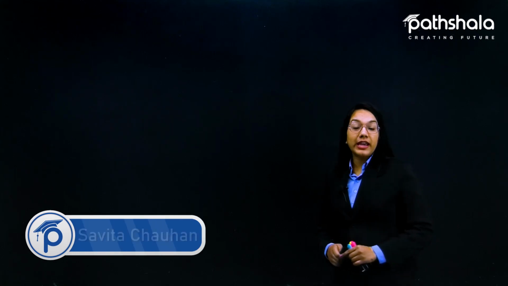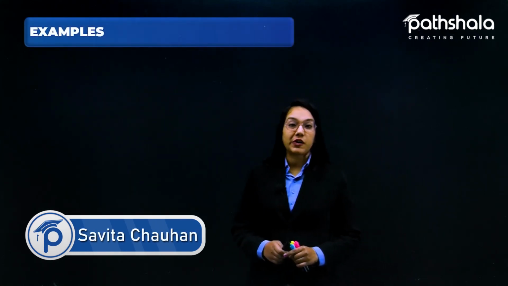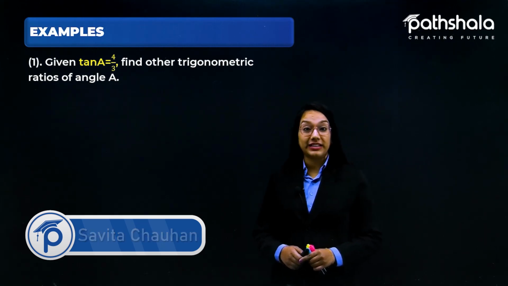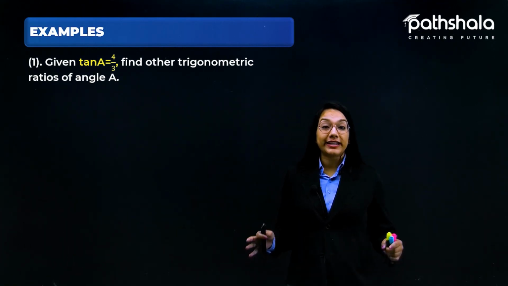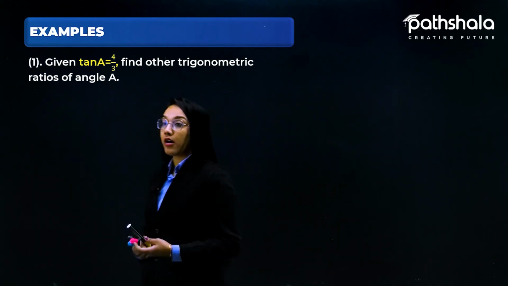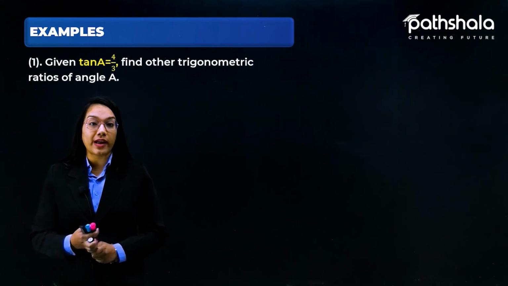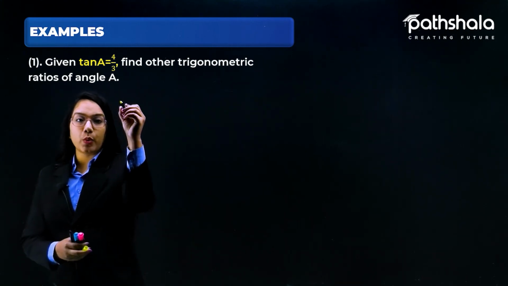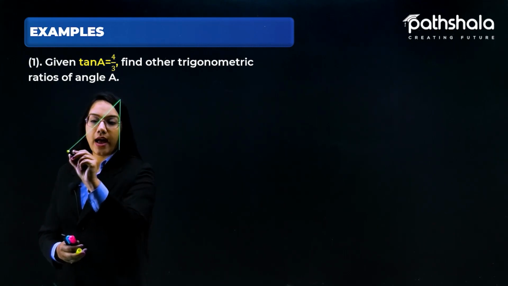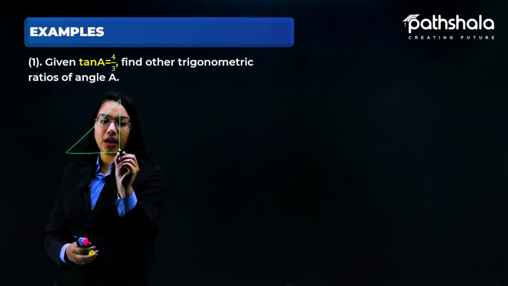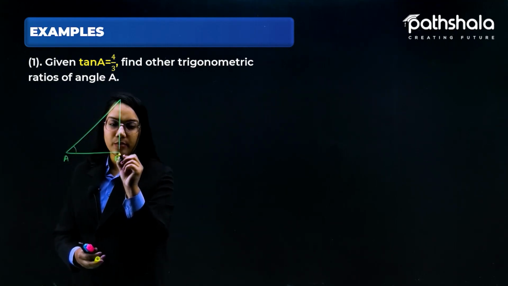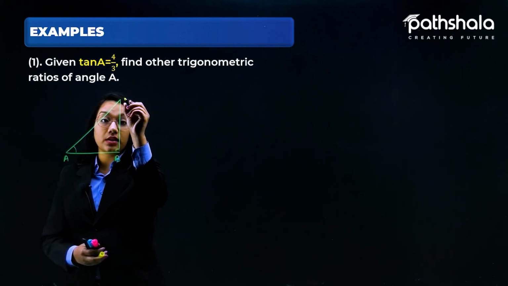Now let's just see some of the examples that are related with the trigonometric ratio. The very first example states that given tan A is 4/3, find other trigonometric ratios of the angle A. First of all, let us suppose I draw a right triangle. Since we are focusing on the angle A, this is my angle A, this is angle B, and this is 90 degrees, which is C.